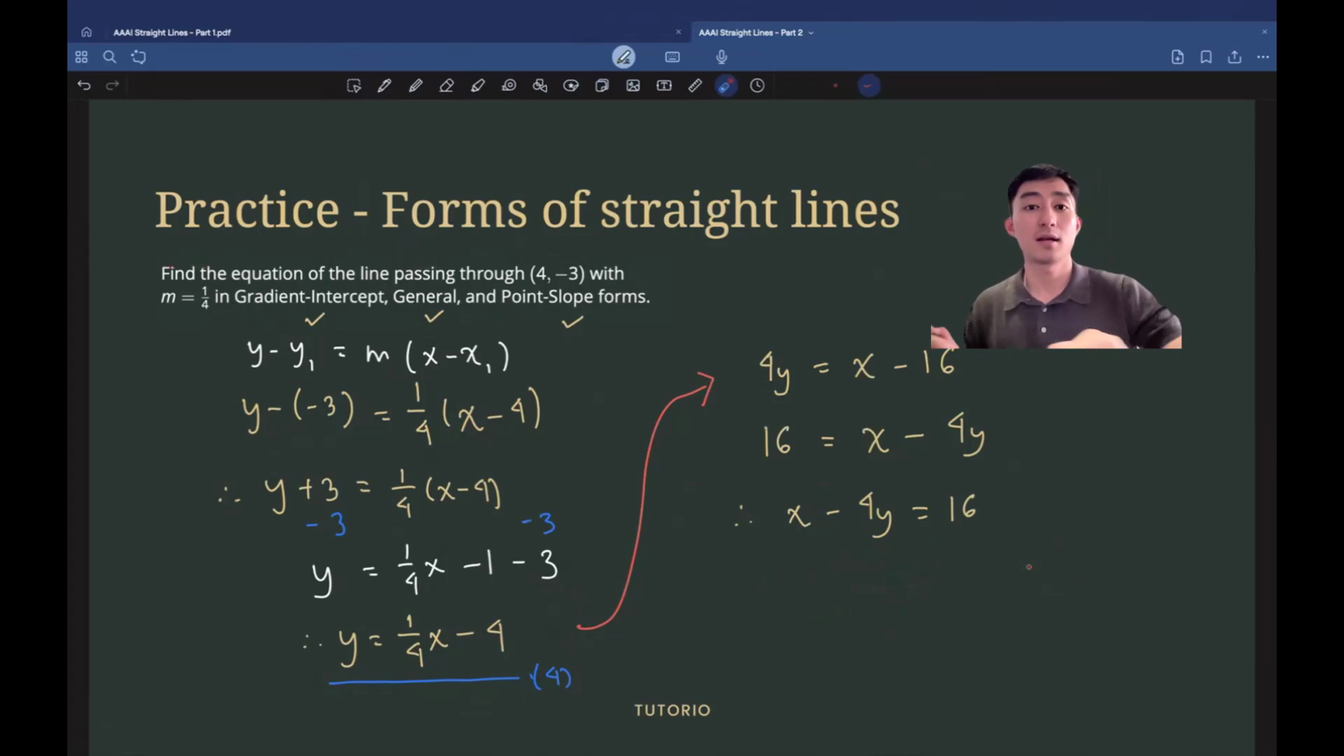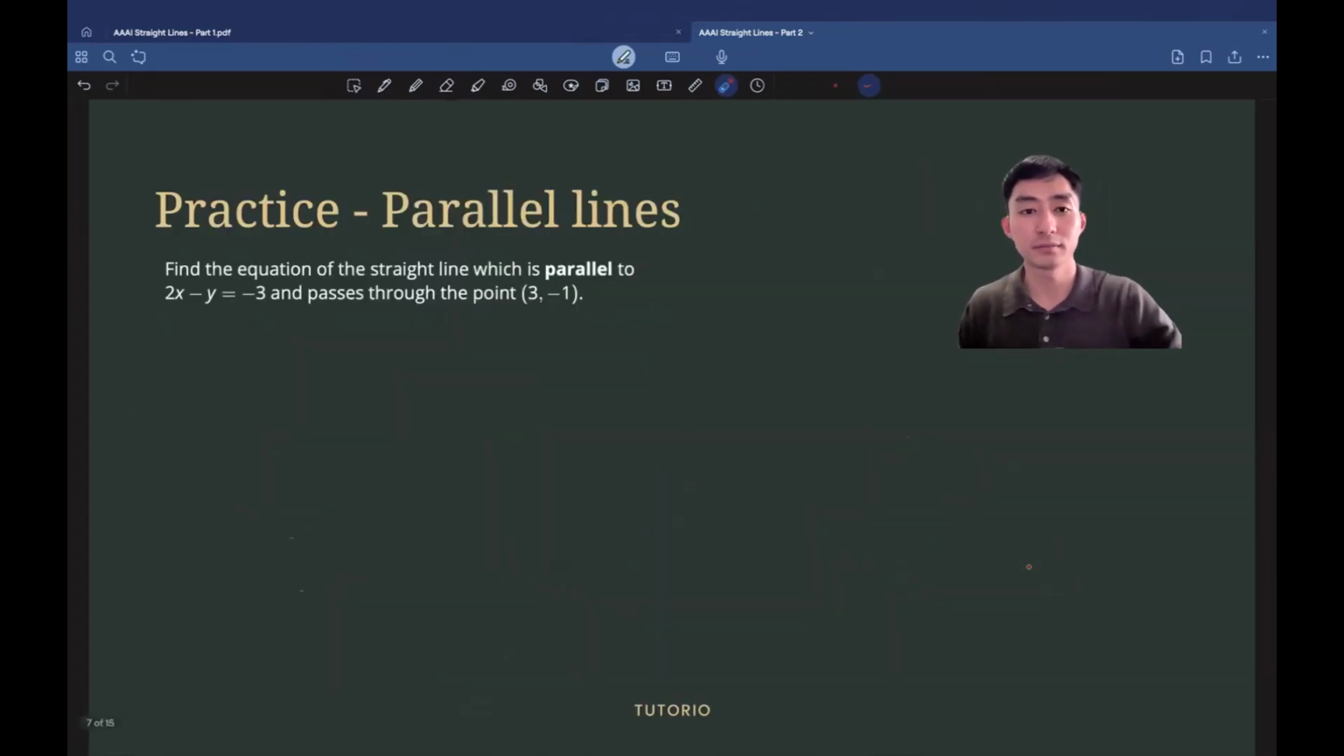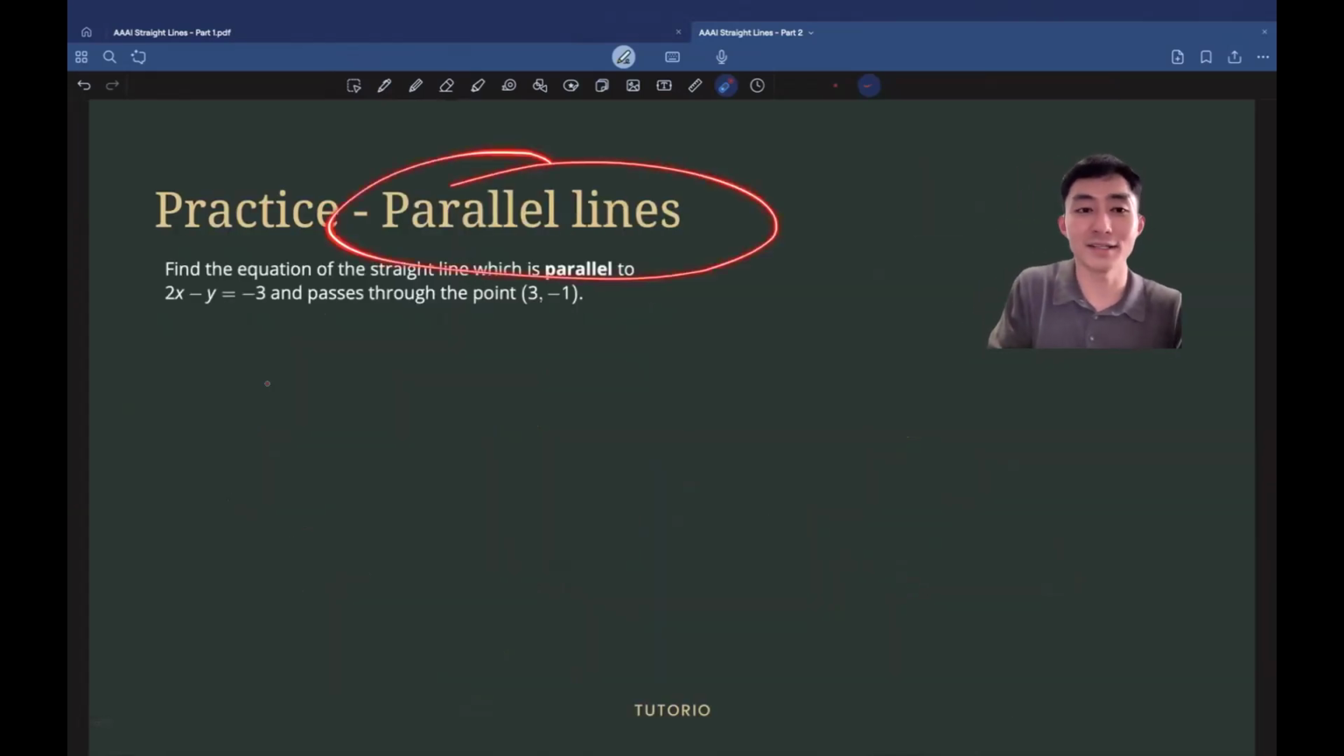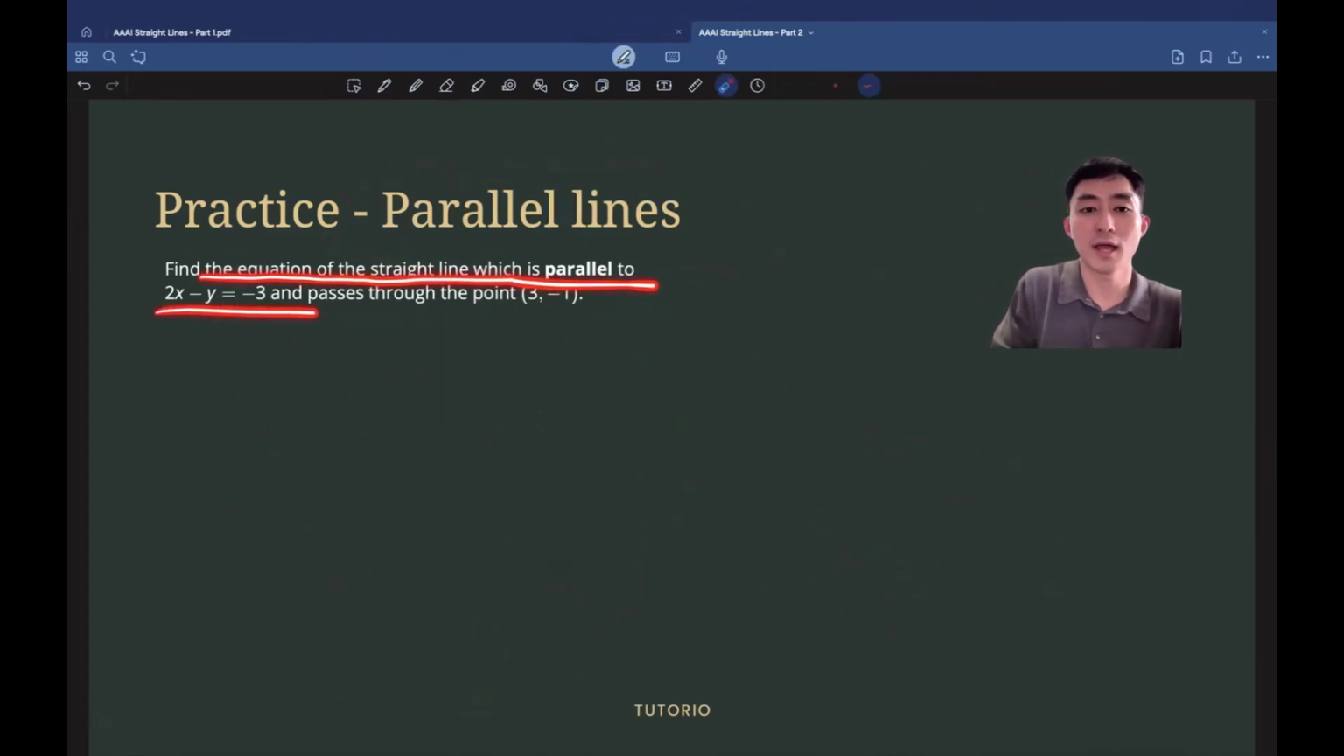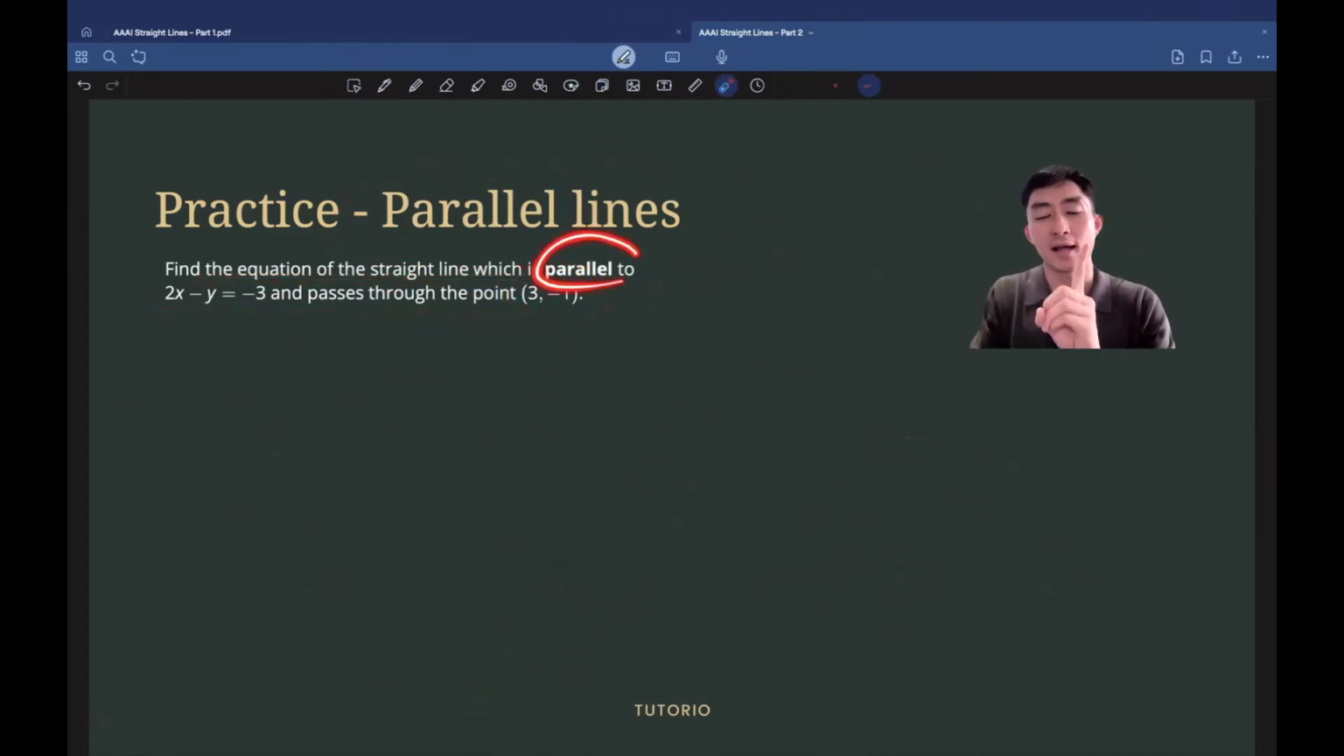All right, now it's time to go into another question. Practice about parallel lines. Find the equation of the straight line which is parallel to that one and passes through this point. Okay, the information is that it is parallel and passes through another point.